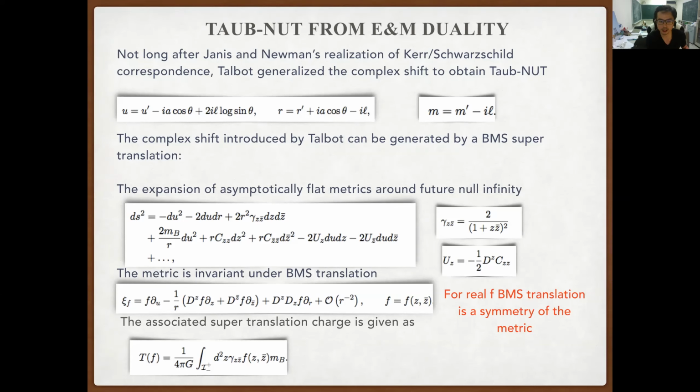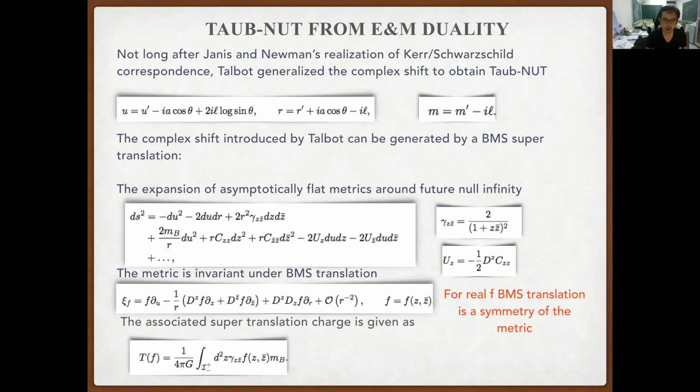Now this metric is invariant under what is called a BMS translation, where the action is given here. There are derivatives on u, derivatives on z and z-bar, and also derivatives on r. This transformation is controlled by a function called f. For real f, the BMS translation is really a symmetry of this metric, and the associated charge is this T charge here, which is the supertranslation charge.